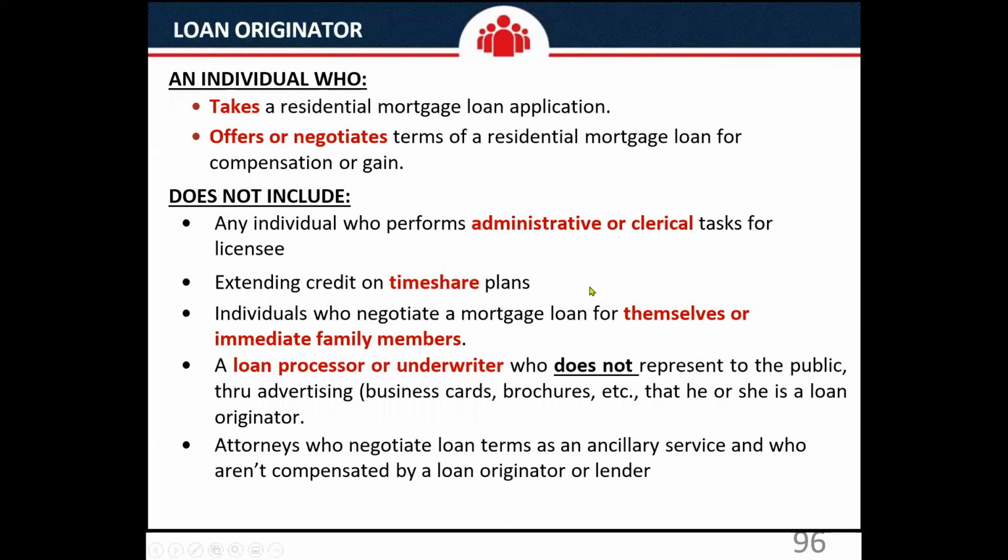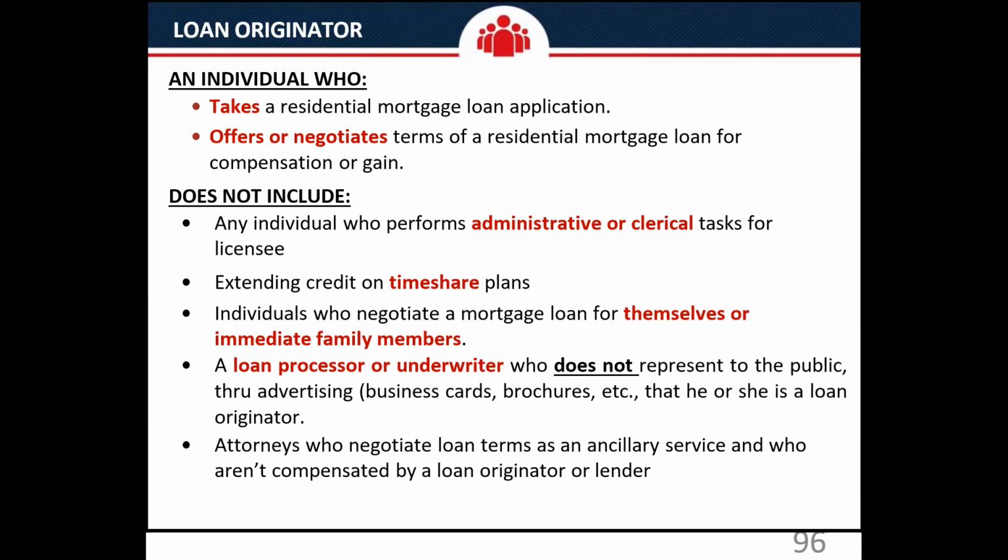So there's an explanation here of who is a loan originator. It's defined by what they do. An individual who takes a residential mortgage loan application, offers or negotiates terms of a residential mortgage loan for compensation or gain. On your exam, you're looking for that last little prepositional phrase, for compensation or gain. That is a mortgage loan originator.